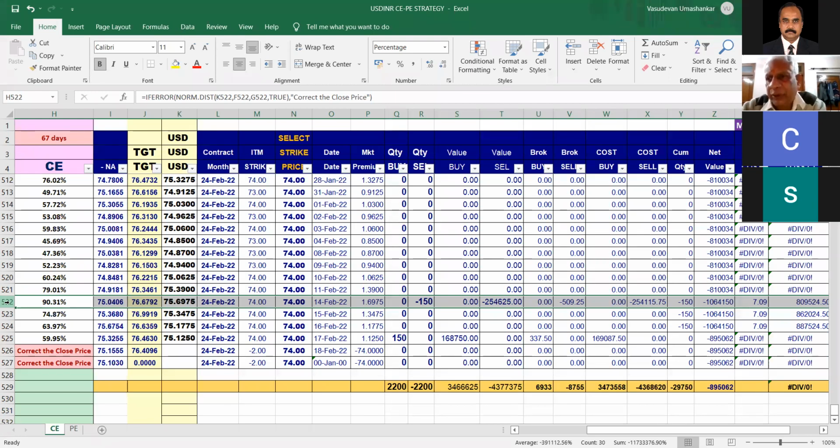Okay, I agree with you totally. No second thought. You can use this sheet. Those who have a little bit of fear in mind.